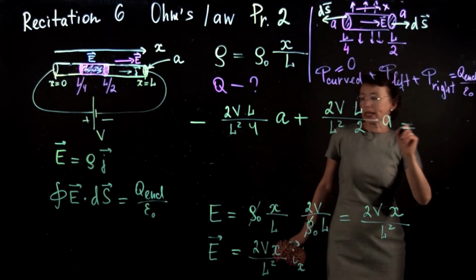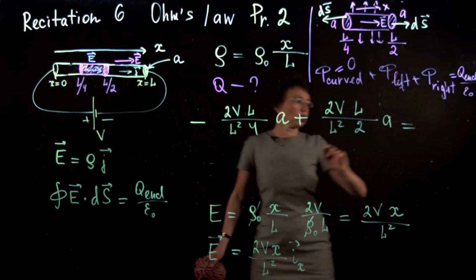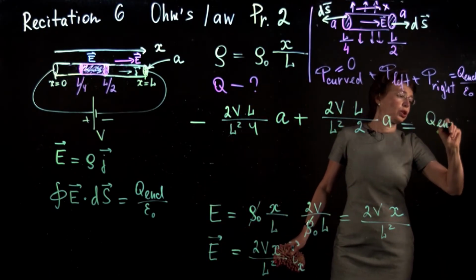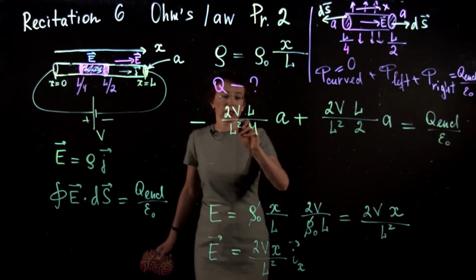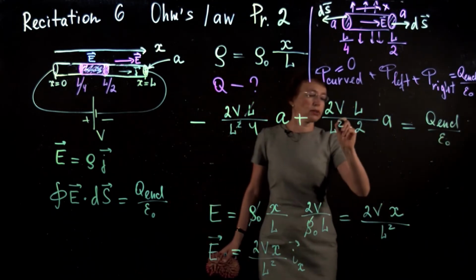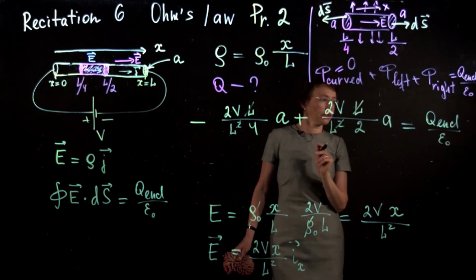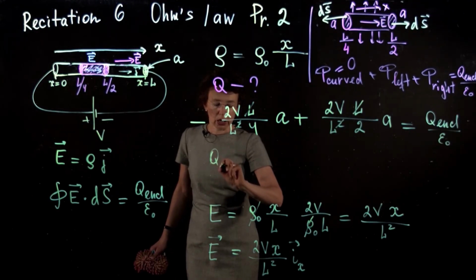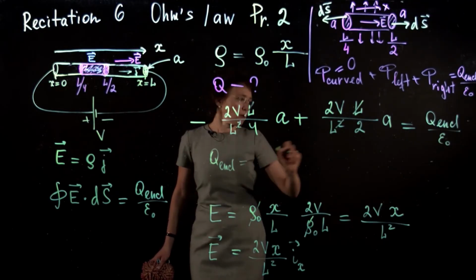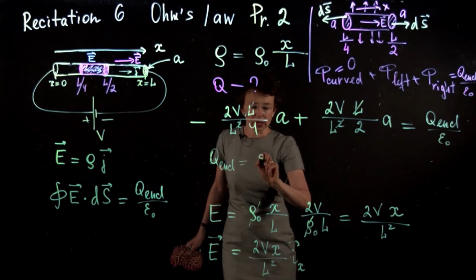Okay, and this is equal to Q enclosed over epsilon naught. Let's simplify it a little bit. L squared, L cancel out. L squared, L, they cancel out. So what will be Q enclosed? Charge enclosed is epsilon naught.